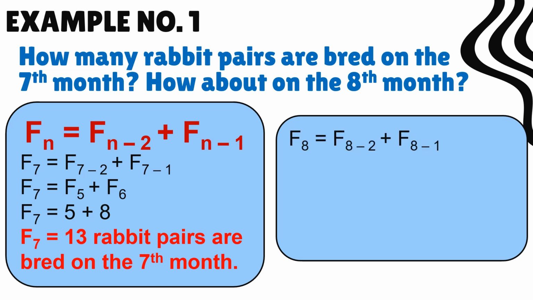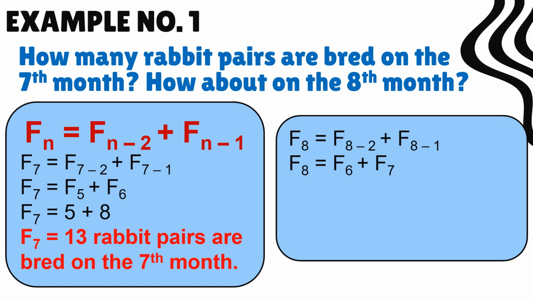To get the 8th term of the Fibonacci sequence, just use the same process as in getting the 7th term. Since we are looking for the 8th term, substitute the value of n, which is 8, and it will become f sub 8 is equal to f sub 8 minus 2 plus f sub 8 minus 1. Simplify the formula and the equation becomes f sub 8 is equal to f sub 6 plus f sub 7.